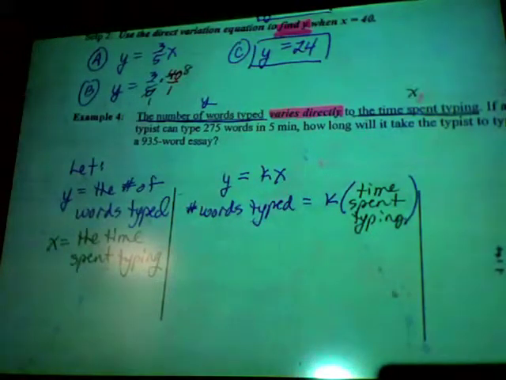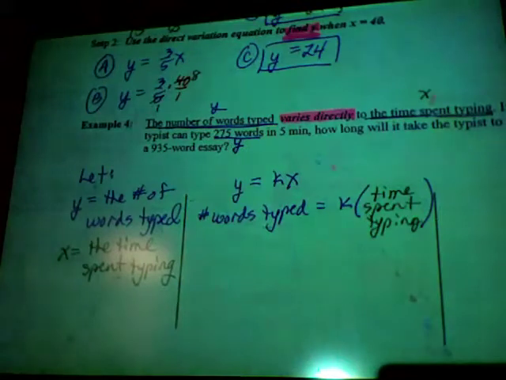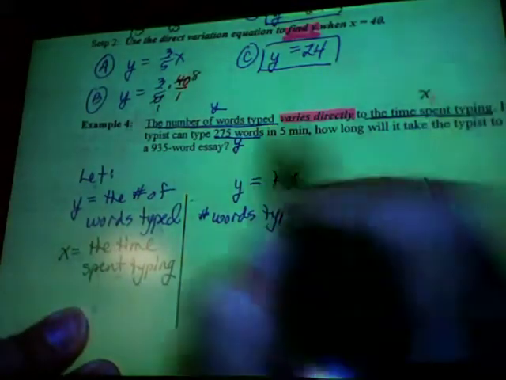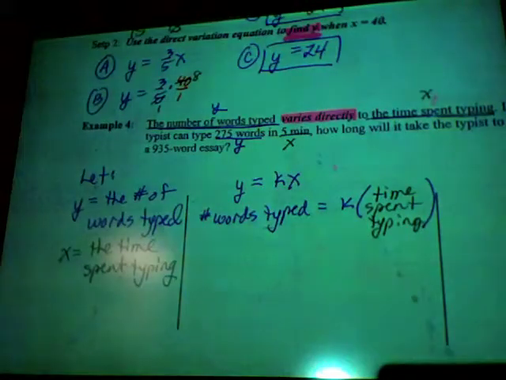Y is our number of words typed. X is our time spent typing. So the question says, if a typist can type 275 words in 5 minutes, what's the 275 words represent? Is it an X or a Y? Number of words typed is Y. So this is our Y right here, isn't it? In 5 minutes. What is that? That's your X. Haven't they given you a full ordered pair?